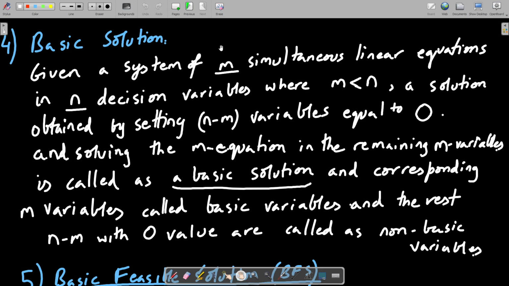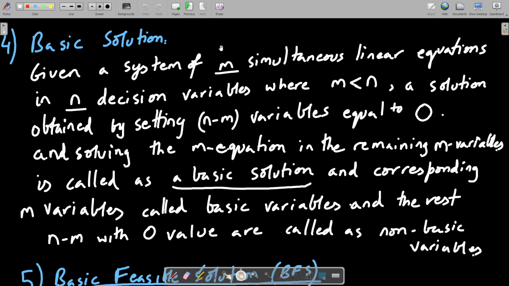Since I'm not putting arbitrary values of k now, that k value has been fixed as 0, you will get a unique solution, assuming that the m by m sub-matrix over there is a full rank matrix or an invertible matrix. We'll see examples on this, then you'll realize that. So the solution obtained by solving the remaining m equations in m variables is called a basic solution.